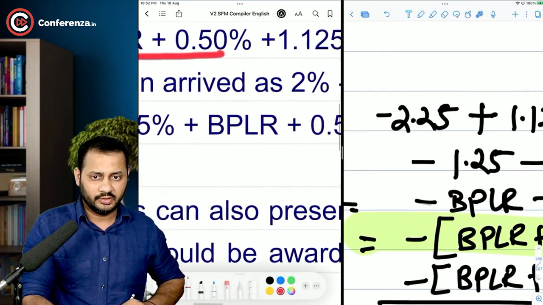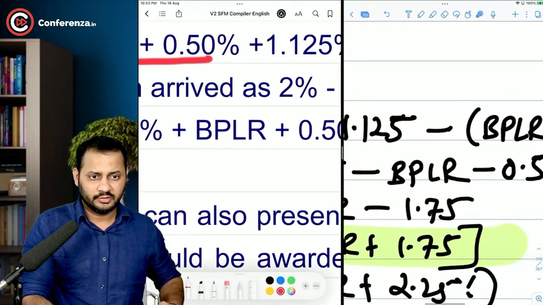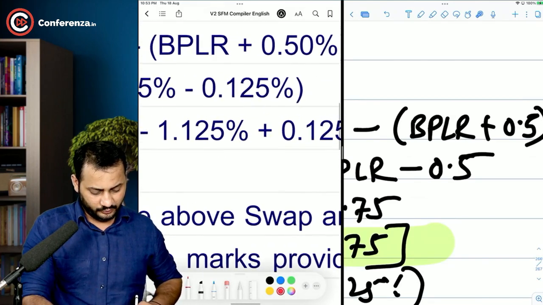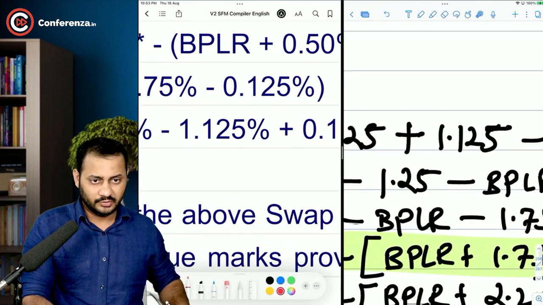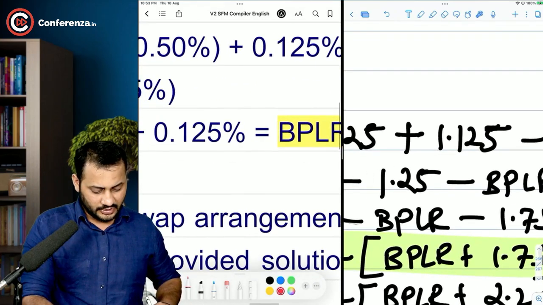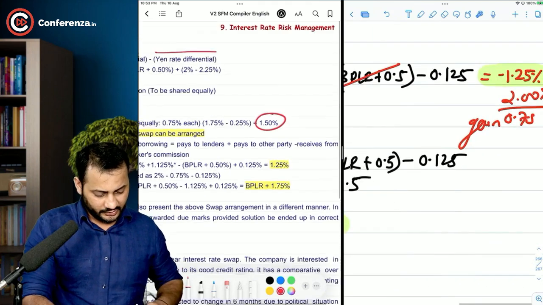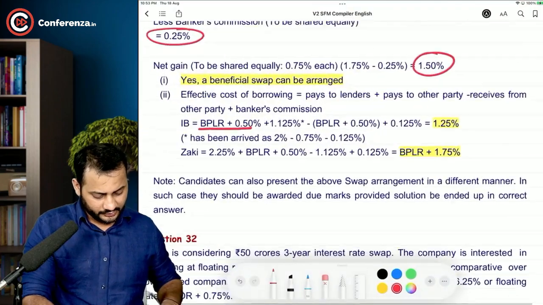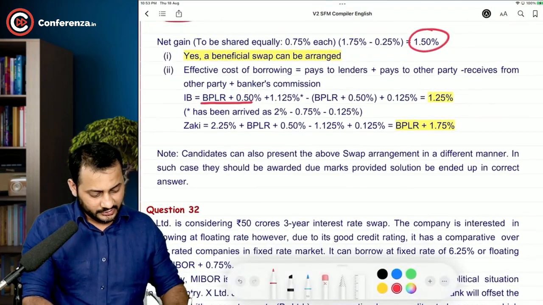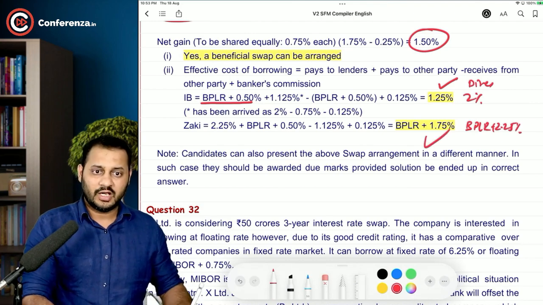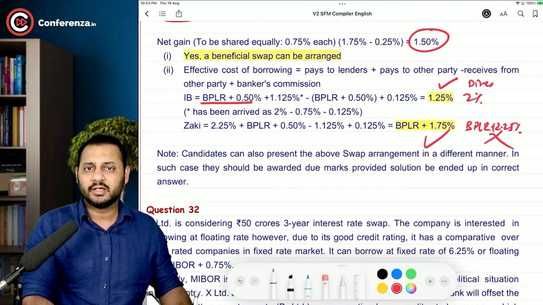In this case also, you will see 2.25, 2.25. Then BPLR plus 0.5, this is BPLR plus 0.5, then 1.125, this is 1.125, then lastly 0.125, this is 0.125. So everything is according to the institute. Also, please make sure this is 1.25. The direct rate would have been 2% in this case, and BPLR plus 2.25 in this case. So swap is always beneficial than the direct market rate.